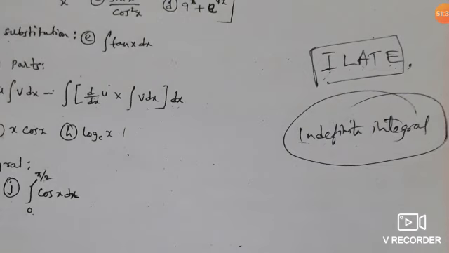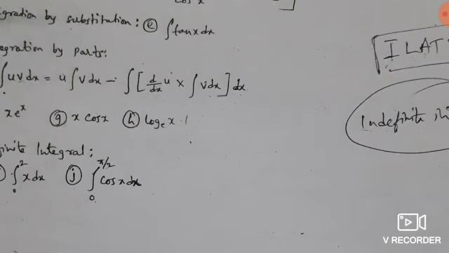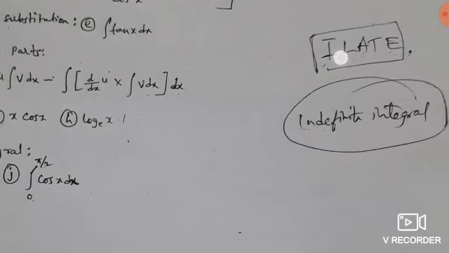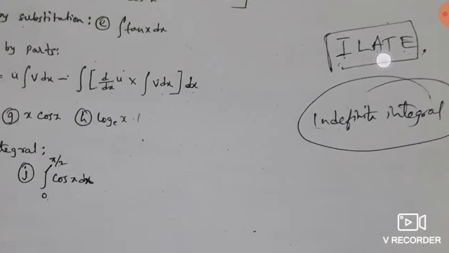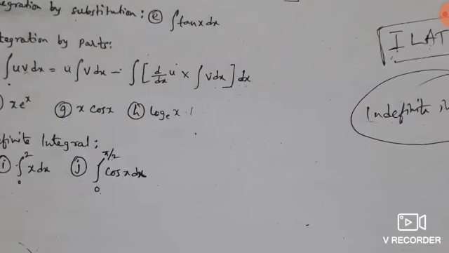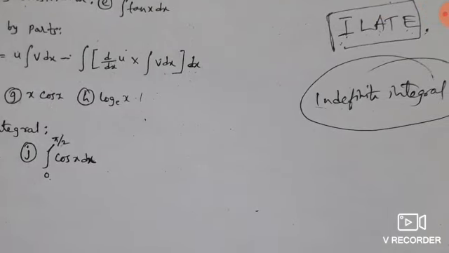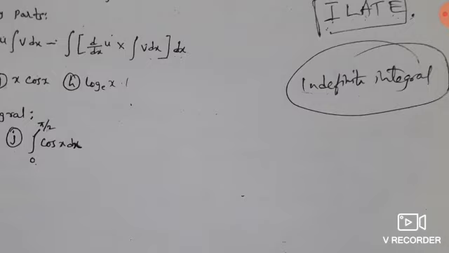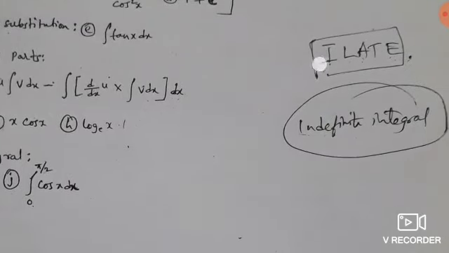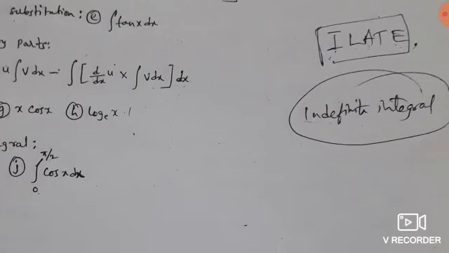If inverse and logarithmic terms are given, then the inverse term will be the first function u and the logarithmic will be the second term. If algebraic and trigonometric terms are given, then algebraic will always be first. See here, this is x cos x. X is an algebraic term and cos x is a trigonometric term. So x will be u and cos x will be v. So ILATE is the formula for preference wise.